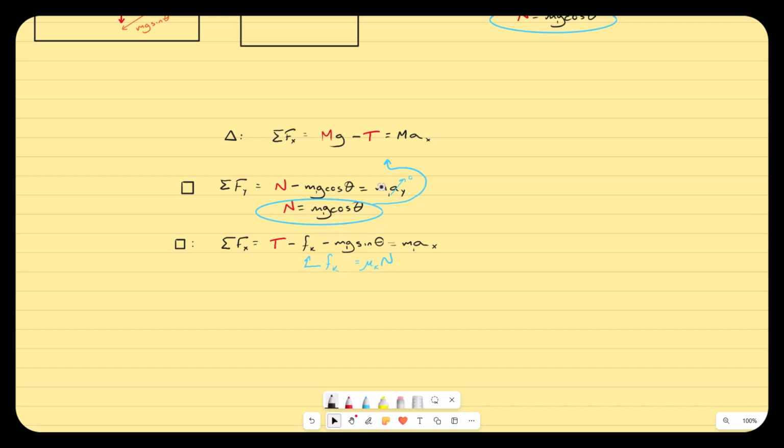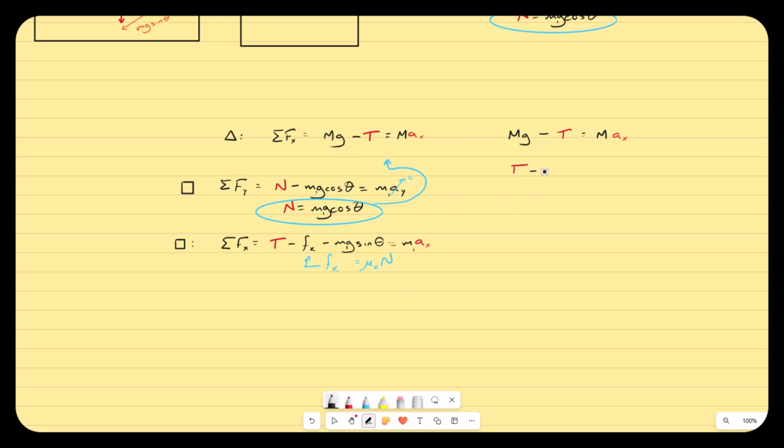I'm going to plug all this stuff in. Now my mass is a known quantity, so I can leave that in there. And that's it. I'm going to plug in right here. My acceleration is an unknown. So this top equation becomes mg minus T equals m times a.